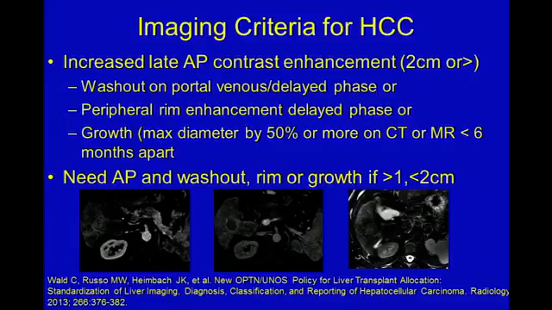And so these are the criteria for hepatocellular carcinoma using CT or MRI. Increased late arterial phase contrast enhancement with a washout on the portal venous phase, or peripheral rim enhancement, or growth, and that's by 50% or more on CT or MR that are less than 6 months apart. And if your lesion is between 1 and 2 centimeters, you actually need all of these criteria. Whereas if it's greater than 2 centimeters, you just need the arterial phase contrast enhancement and one of these criteria.